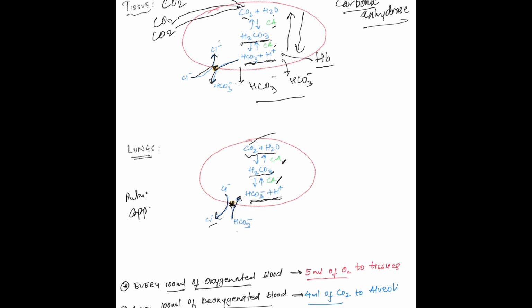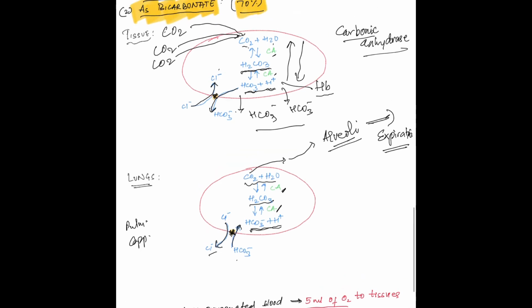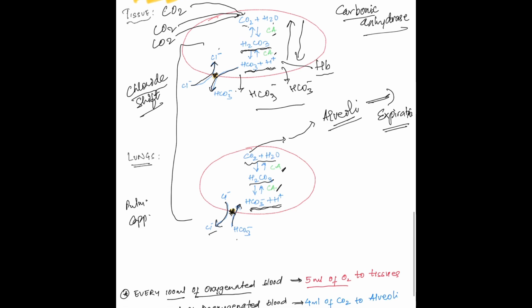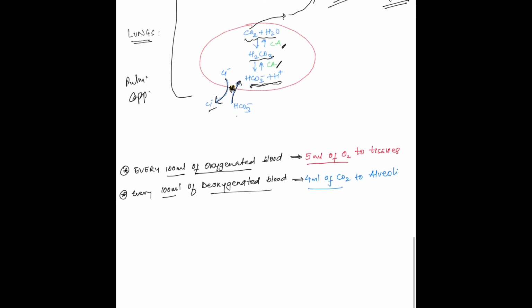Carbon dioxide diffuses out of the RBCs into the pulmonary capillaries and then diffuses into the alveoli, and then it is expired out. At the level of tissues, the pumping of chloride into the RBCs and removal of bicarbonate outside is called the chloride shift, and is also called the Hamburger phenomenon. And at the level of the lungs, where chloride is removed from the RBCs and bicarbonate is taken in, it is called the reverse chloride shift.